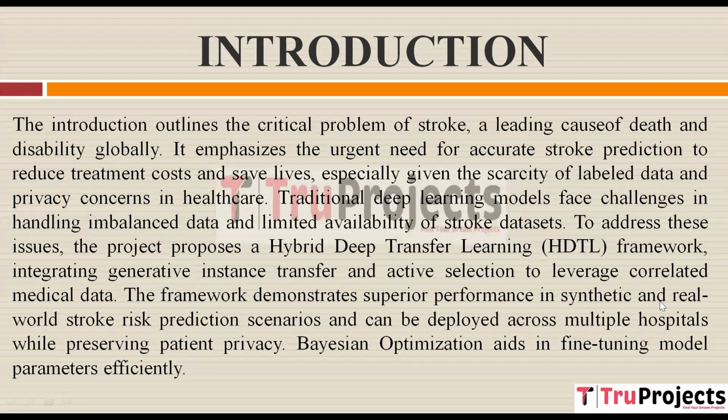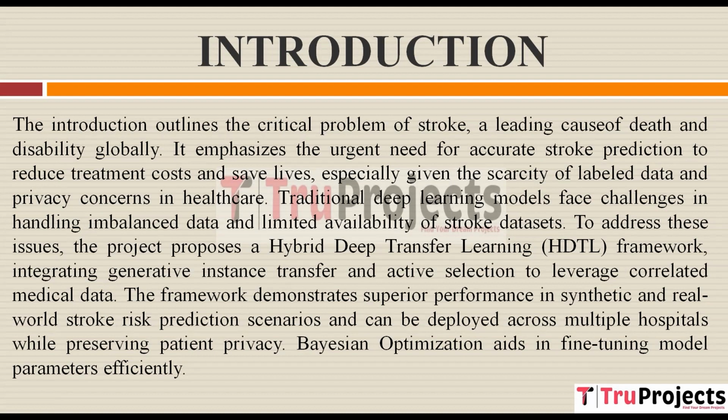The introduction describes the serious issue of stroke, which is a major cause of mortality and disability worldwide. It highlights the pressing need for precise stroke prediction in order to save lives and cut down on medical expenses, particularly in light of the dearth of labeled data and privacy issues in the healthcare industry. Traditional deep learning models have trouble managing unbalanced data, and there aren't many datasets available for strokes.